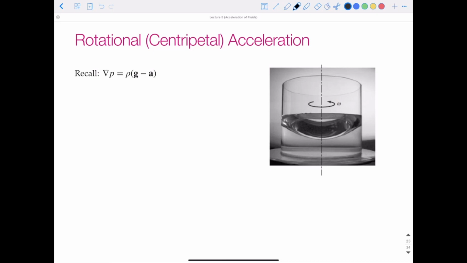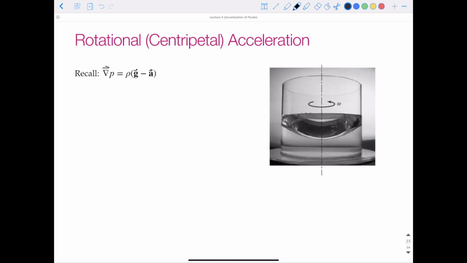So recall our general form of our equation. We said that the gradient of our pressure in a fluid that's undergoing rigid body acceleration is equal to the density of the fluid times the vector sum g minus a. So this is very useful in linear coordinates, or Cartesian coordinates for linear acceleration, but it's more useful if we can write this in a polar coordinate system or cylindrical coordinates, and when we're talking about a rotating fluid.